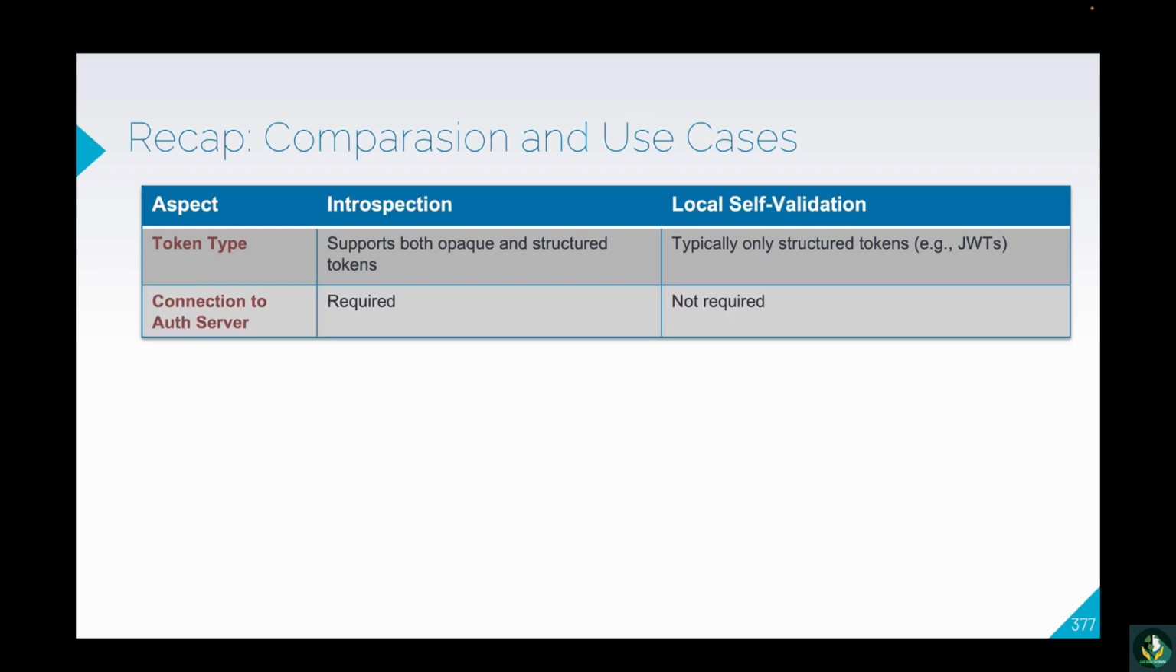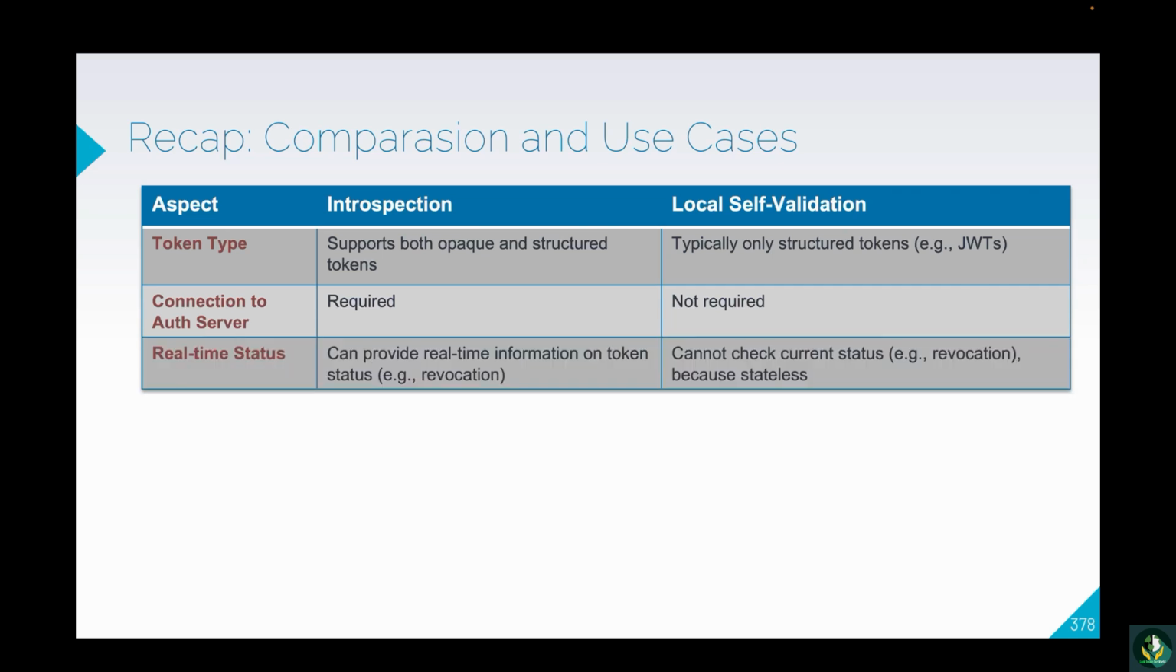Connection to authorization server. Introspection requires a connection to the authorization server. The resource server must communicate with the authorization server for token validation, preventing it from operating independently. Local self-validation doesn't require a connection to the authorization server, as the token carries all the information needed for validation. This allows the resource server to operate autonomously without relying on the authorization server.